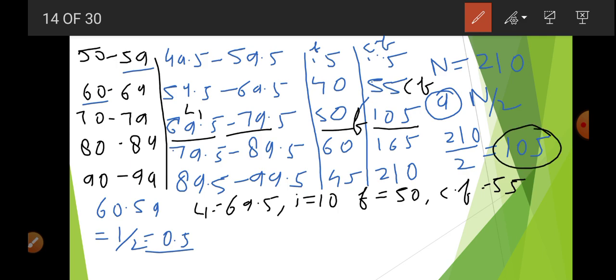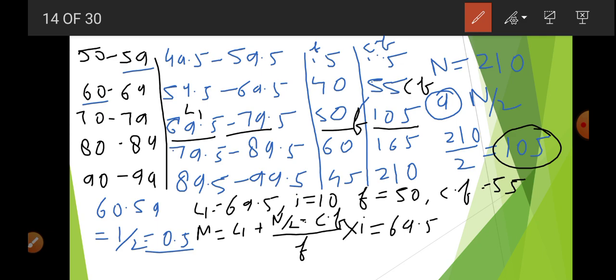Now we are going to put these values in the equation. The equation is what? M is equal to L1 plus n upon 2 minus CF upon f multiplied by i. Okay. Now what is L1? L1 is 69.5. Okay. Plus n upon 2 is what? n upon 2 is 105. Minus CF is what? 55. f is what? 50.